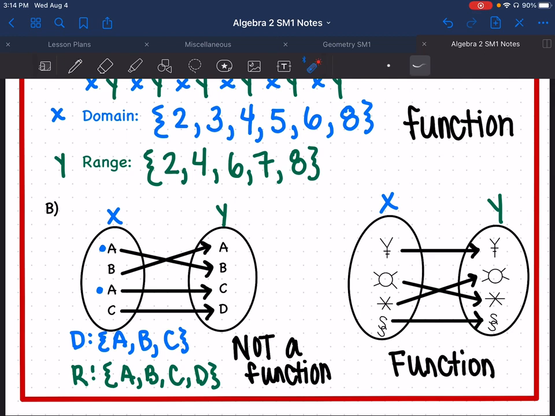I don't see any double arrows. If I had seen something like this, that's not a function, because I see 2 arrows coming out of that first symbol. But because each symbol only contains 1 arrow, this is a function. When I get the double arrow, that's when it's not a function, okay?